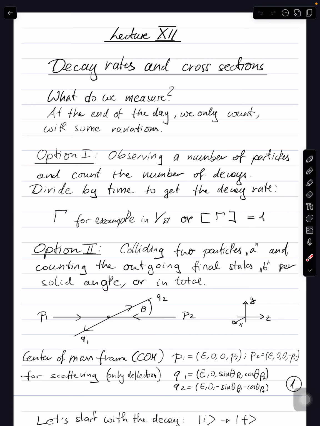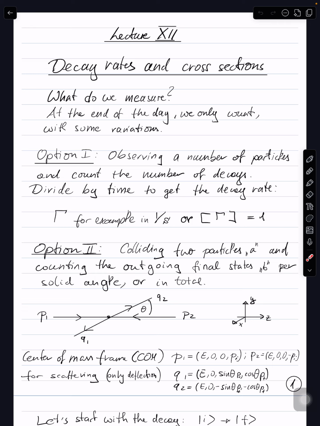Welcome to lecture 12. Today we're talking about decay rates, and we will talk soon about cross-sections as well. But fundamentally what we want to achieve is finding observables so that we can predict based on our quantum field theory calculations and compare to experiments. So what is it that we measure?